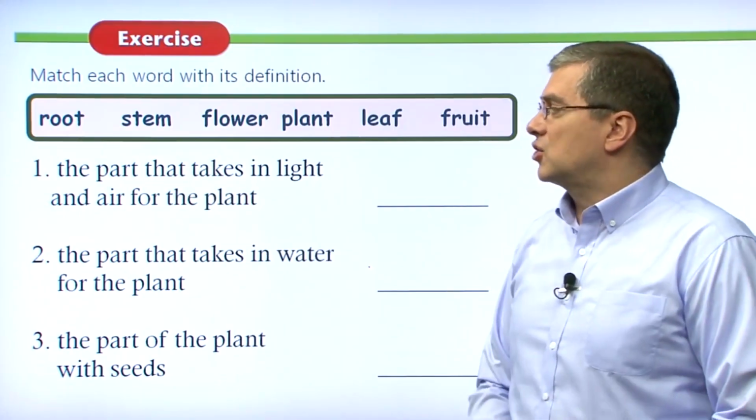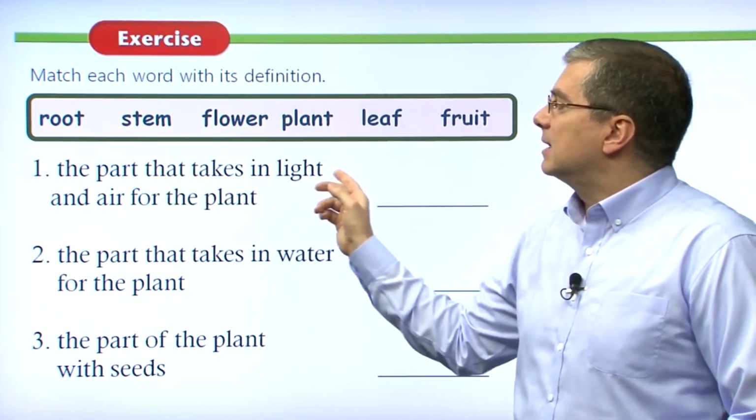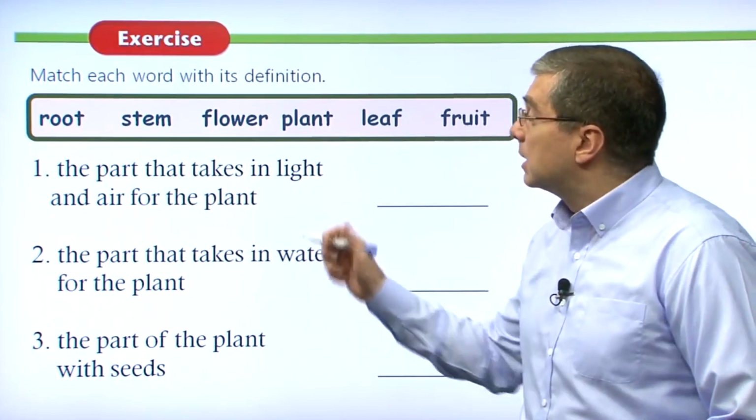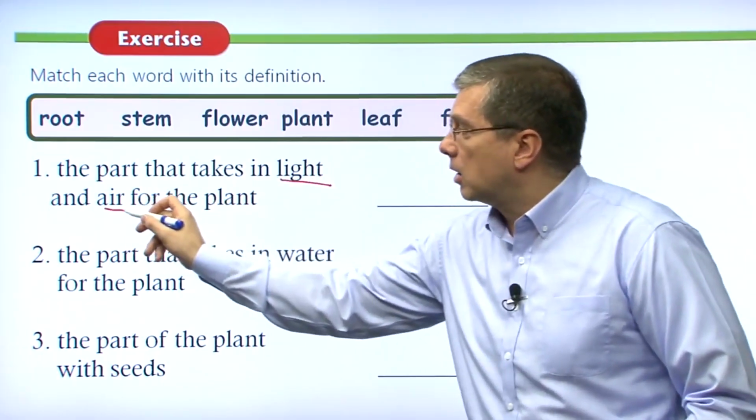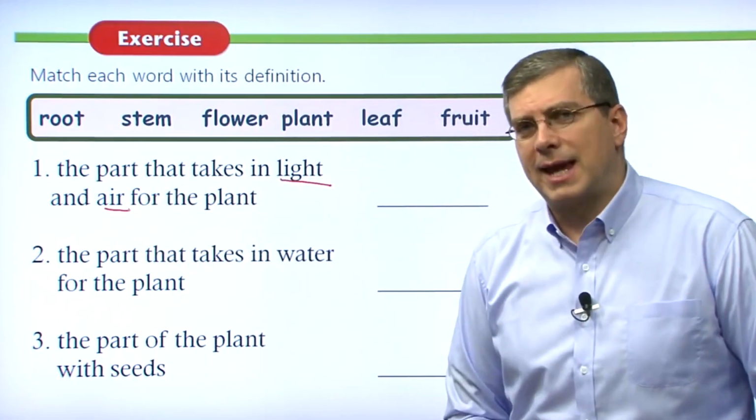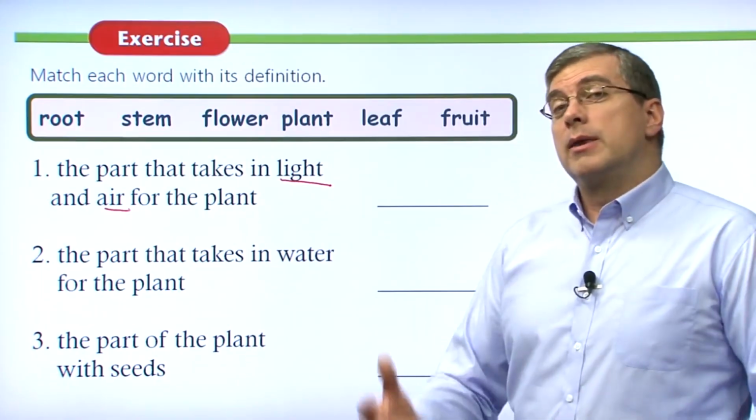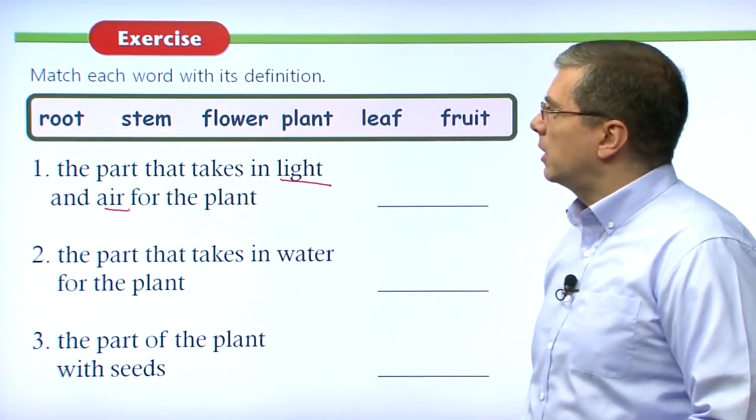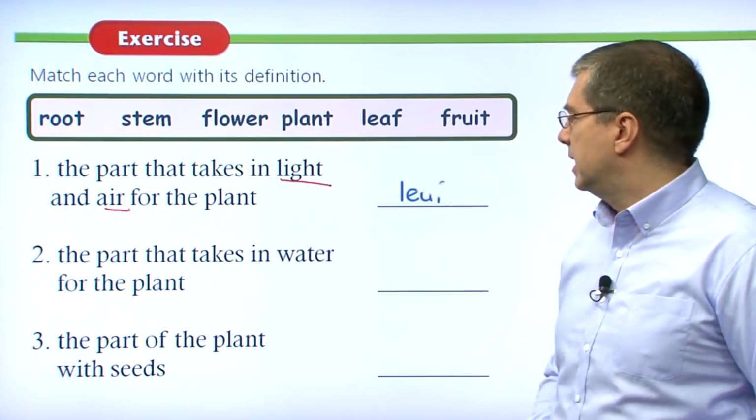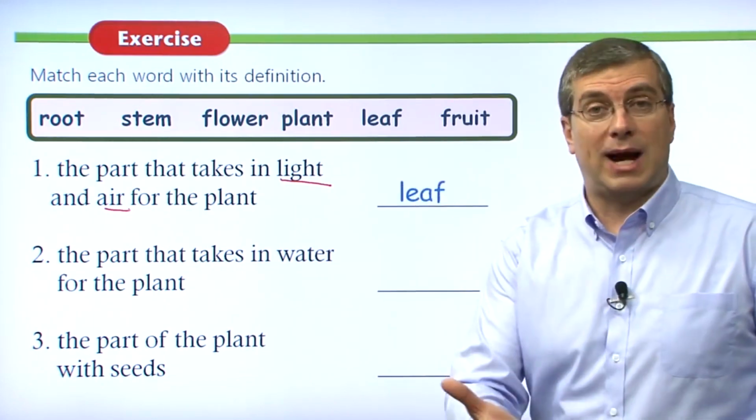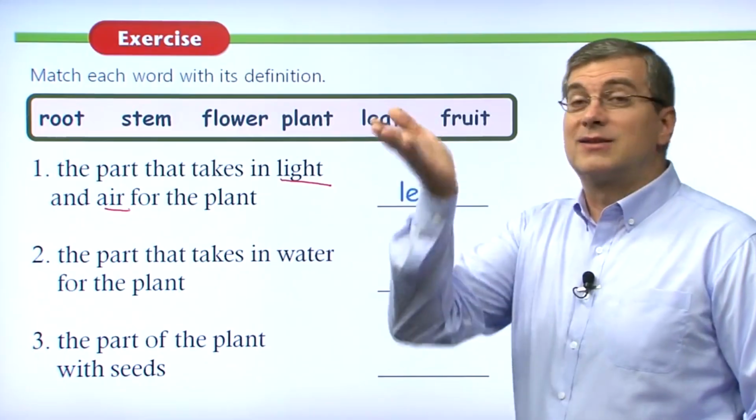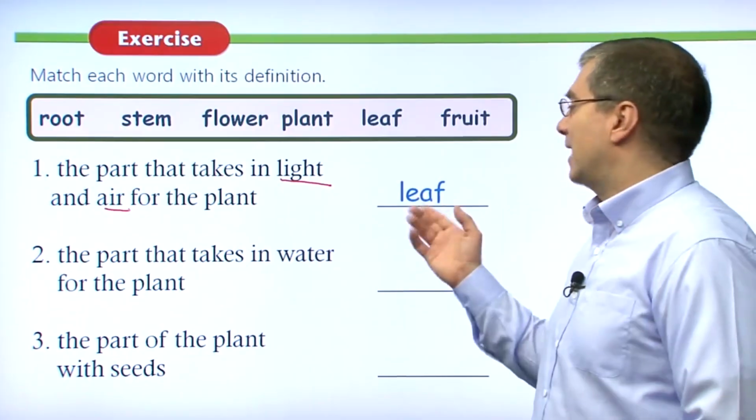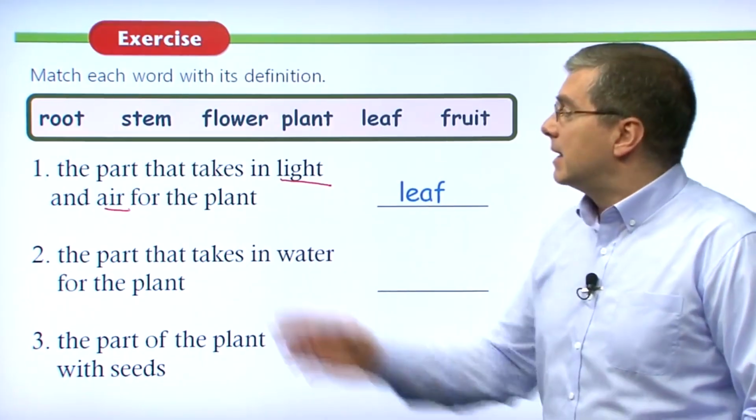The first question is, the part that takes in light and air for the plant. That's important. Which part of the plant did we talk about that takes in light and air, two important things for the plant to grow? Okay, if you guessed the leaf, you are correct. Of course, it must be the leaf, right? It's not the roots. The roots are underground. They can't take in light. There's no light underground. So it has to be the leaf, right? Okay, that's the first one.